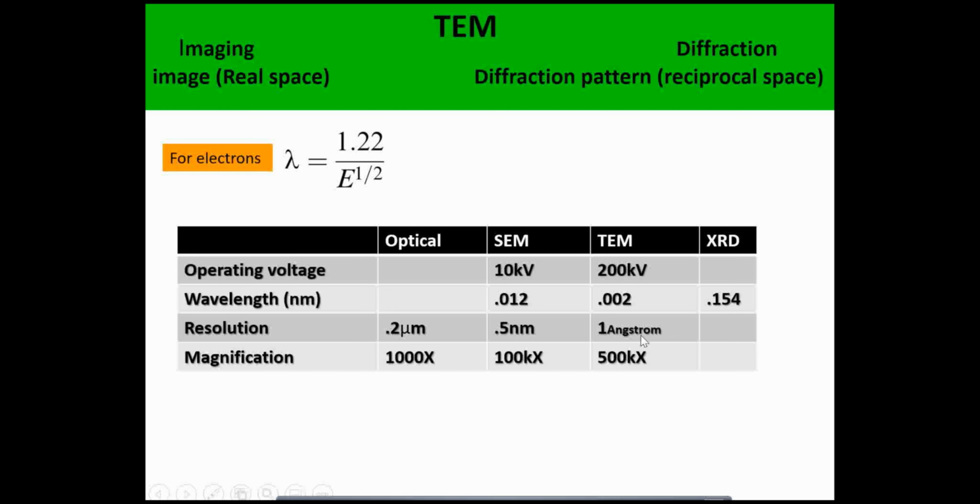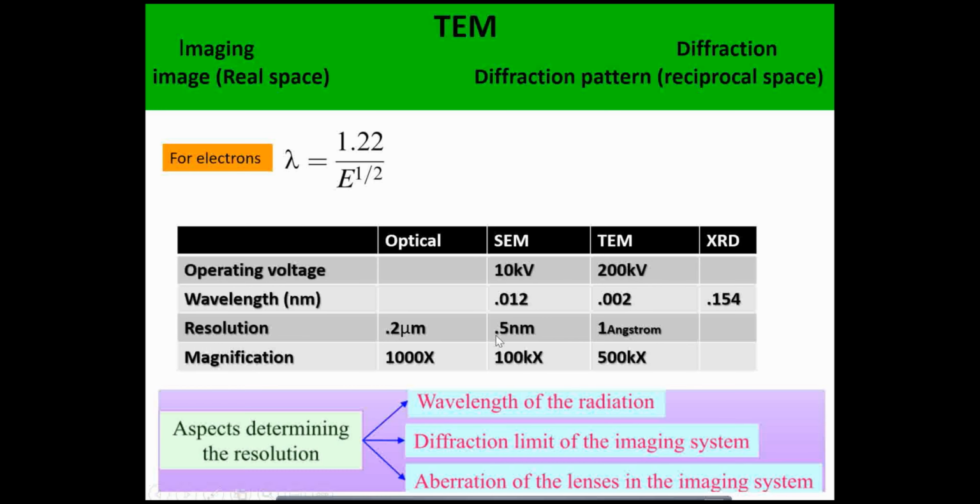So that is due to some other parameters which are affecting the overall resolution. You can see the other parameters which affect the resolution: wavelength of the radiation, first, then the diffraction limit of the system, and the most important one is aberration of the lensing system. Once you have a lensing system, you will have electromagnetic lenses in case of TEM or SEM. How well they focus, how well they collimate, all those things will be controlling the aberration in those lenses.